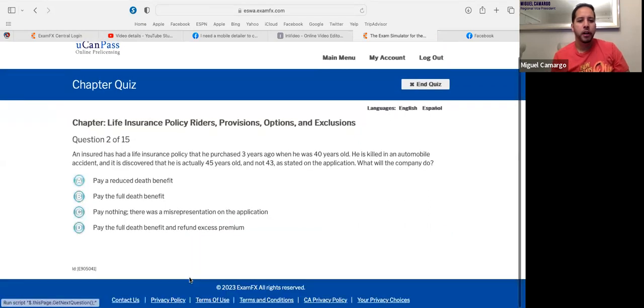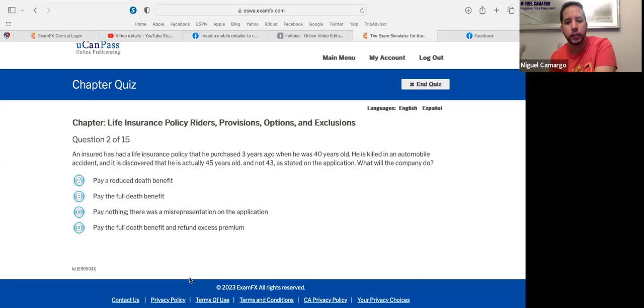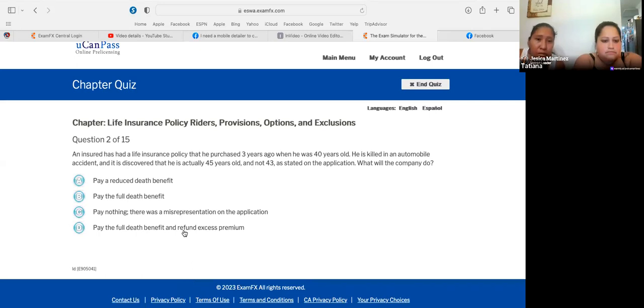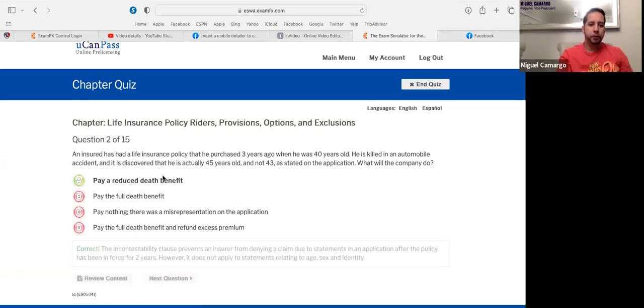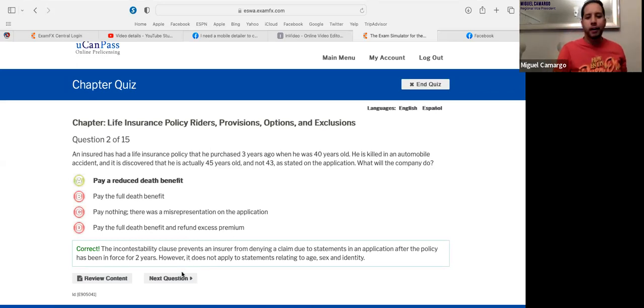Great job, ladies. All right, an insured purchased a life insurance policy 3 years ago when he was 40 years old. He was killed in an automobile accident and it was discovered that he was actually 45, not 43, as stated on the application. What will the company do? We talked about the misstatement of age. Pay a reduced death benefit. Absolutely. Good, good, good. Great job.